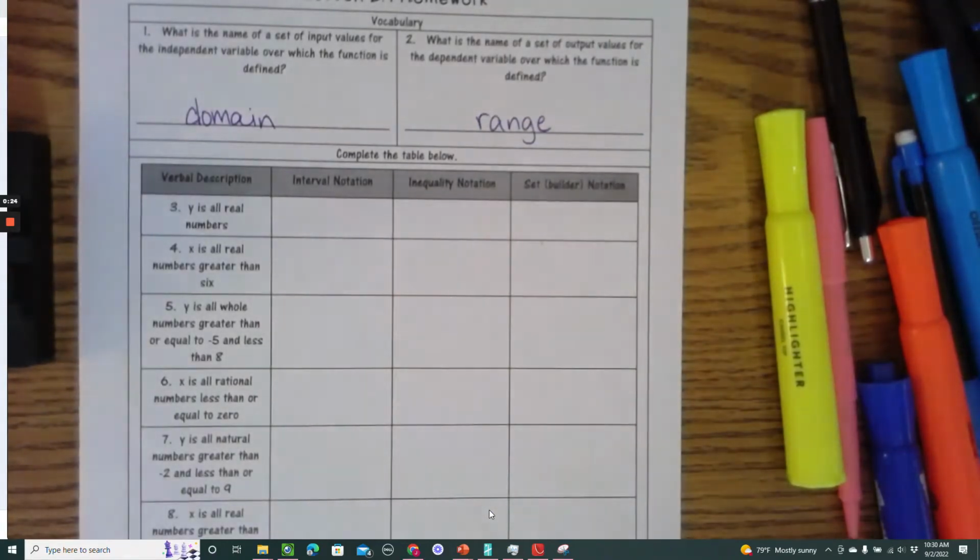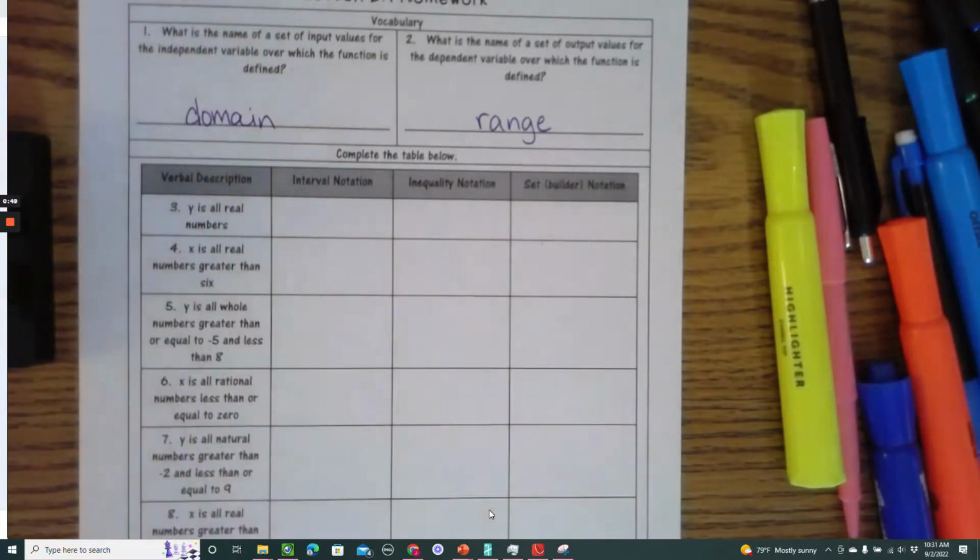The page from last night. This one's really good, this little half page. But this one's got a table of examples. And most of these problems on this worksheet are real similar to this. Okay? All right, so first off, number 3, Y is all real numbers.